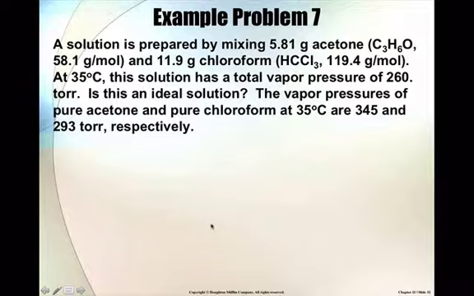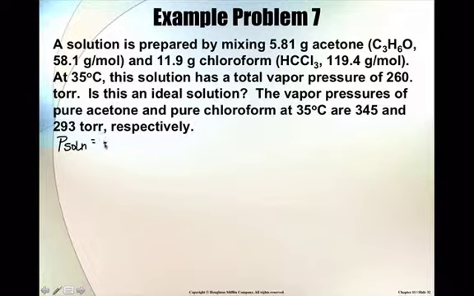So the solution is prepared by mixing acetone and chloroform. It's at 35 degrees Celsius. This solution has a total vapor pressure of 260 torr. Is this an ideal solution? The vapor pressures of pure acetone and pure chloroform at 35 degrees Celsius are 345 and 293 torr. So they're asking us to tell them whether or not this is an ideal solution. The first thing we need to do is calculate the pressure of the entire solution when I put these together.